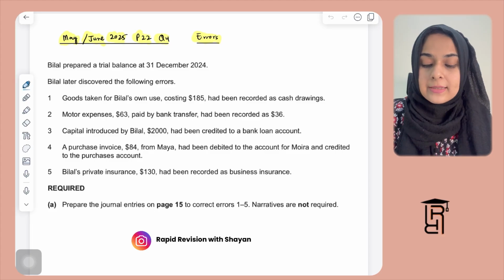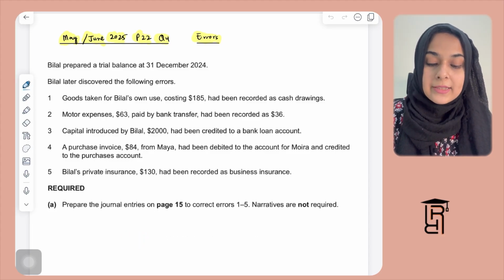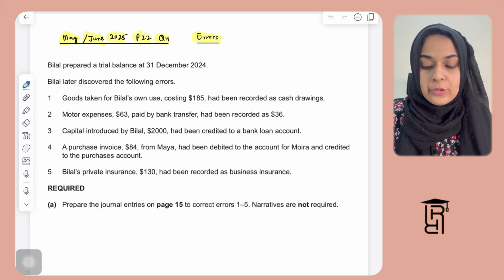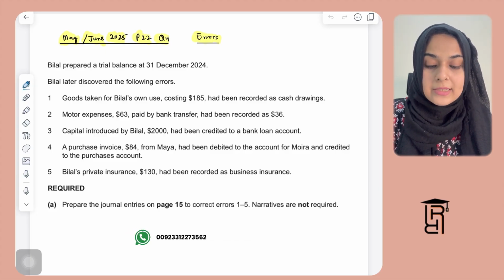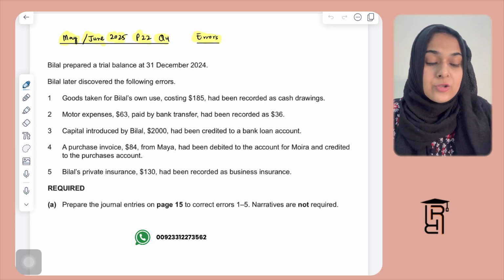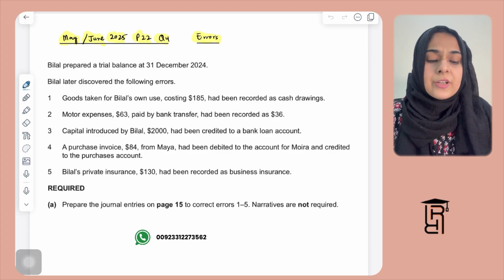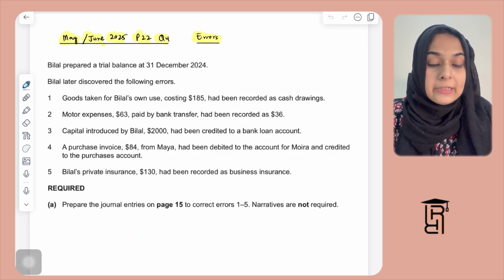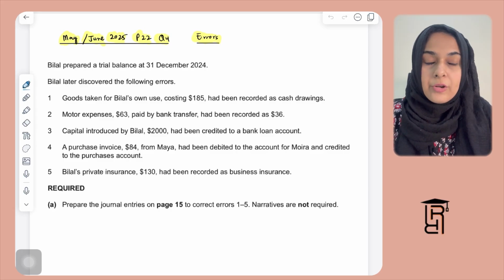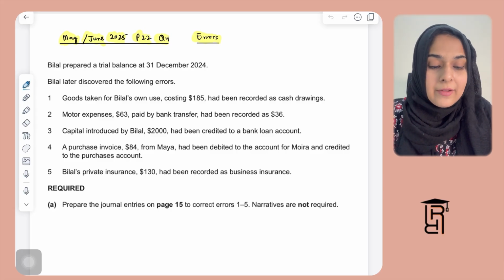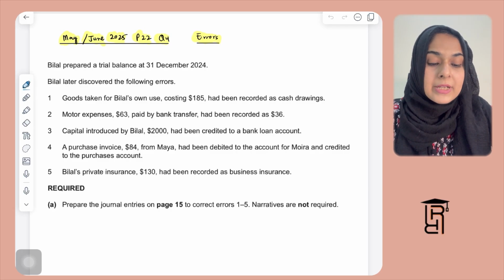So the question here says Bilal prepared a trial balance at 31st December 2024. Bilal later discovered the following errors. Error number 1 here is the goods taken for Bilal's own use costing $185 had been recorded as cash drawing. Whenever you withdraw goods for personal use, the double entry should be drawings debit, purchases credit. But what they have done here is drawings debit, cash credit, which is incorrect, of course.